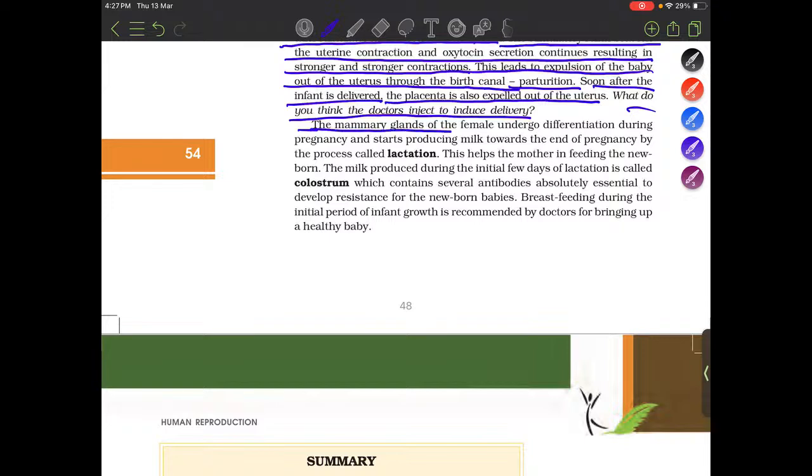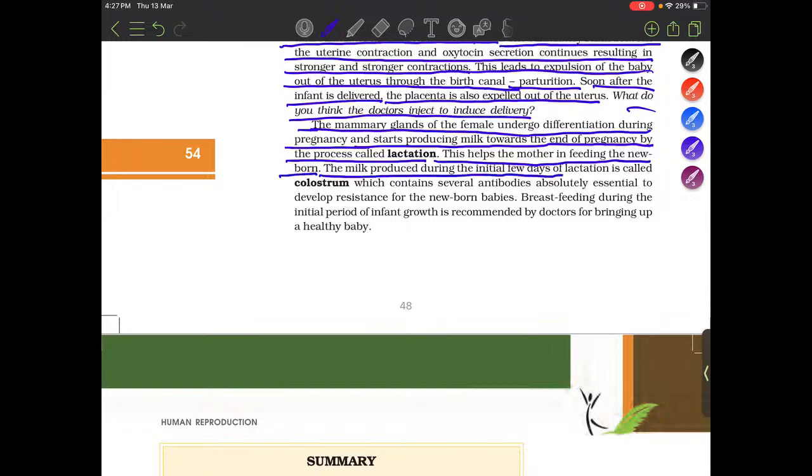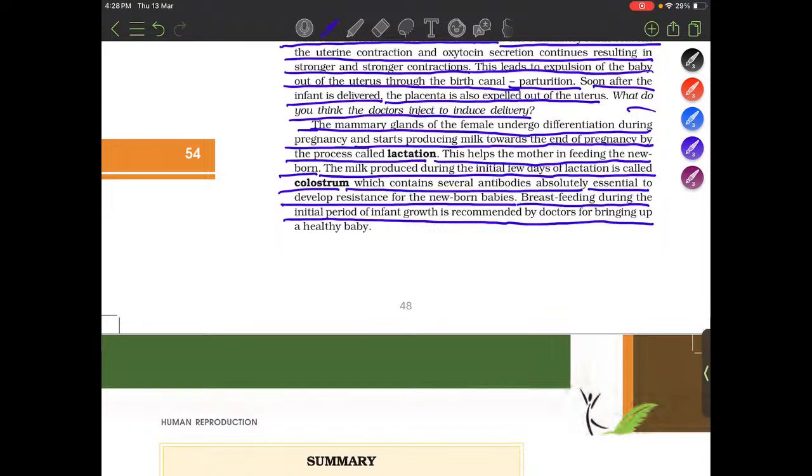The mammary glands of the female undergo differentiation during pregnancy and start producing milk toward the end of pregnancy by a process called lactation. This helps the mother in feeding the newborn. Milk produced during the initial few days of lactation is called colostrum, which contains several antibodies absolutely essential to develop resistance in newborn babies. Breastfeeding during the initial period of infancy is recommended by doctors for bringing up a healthy baby.